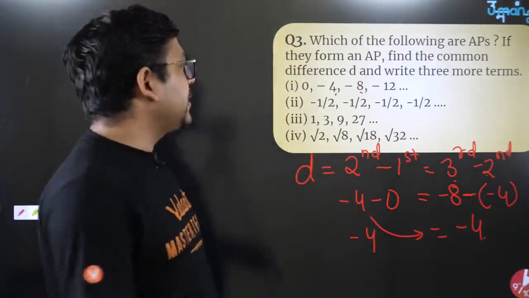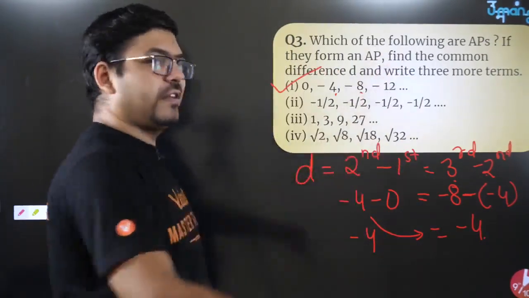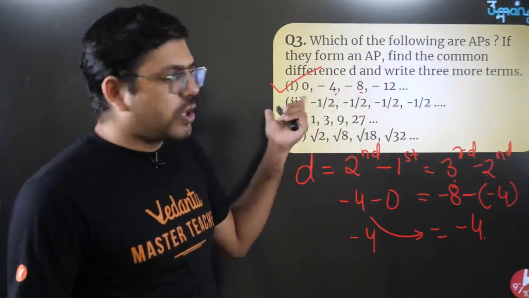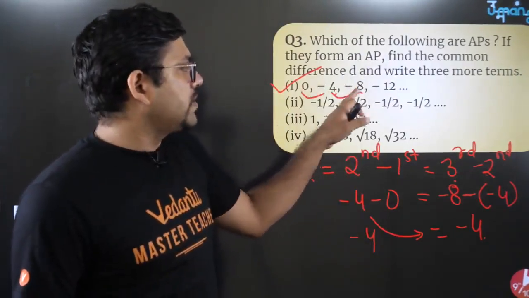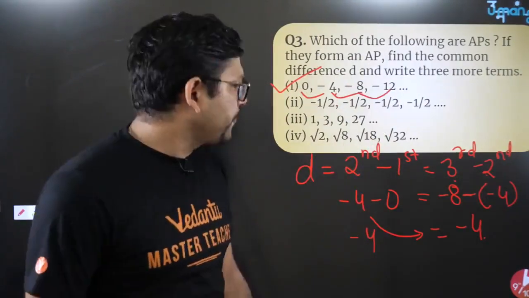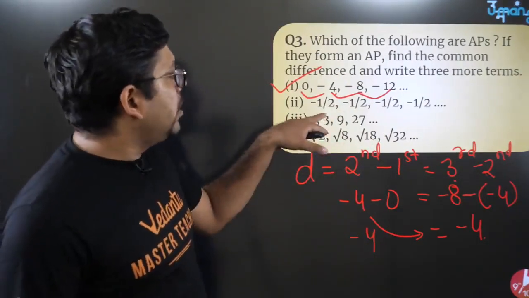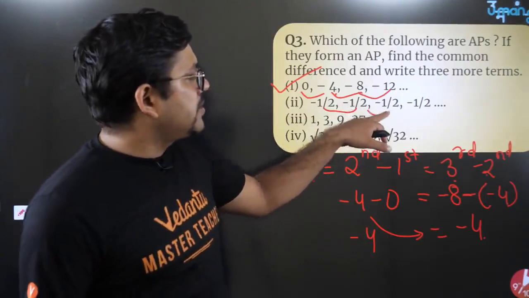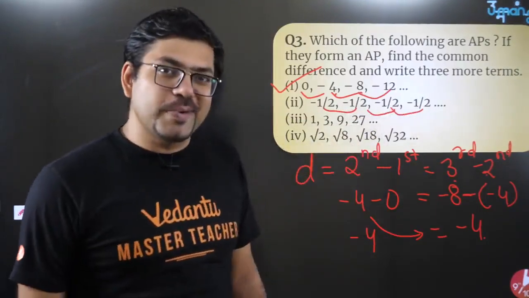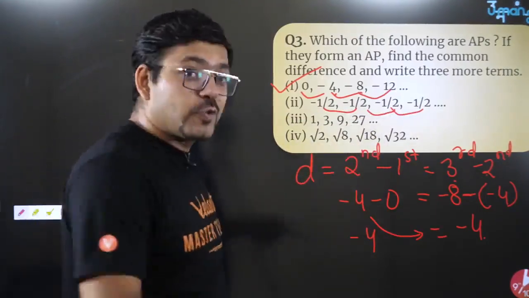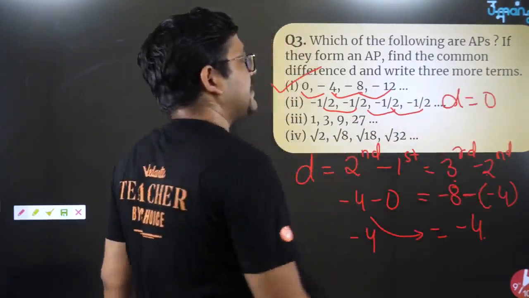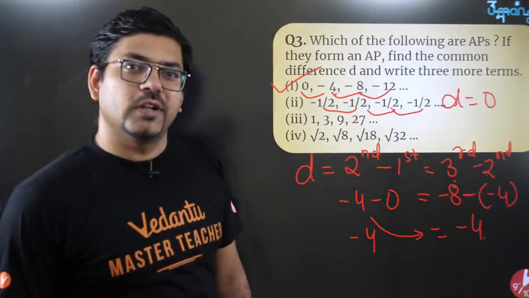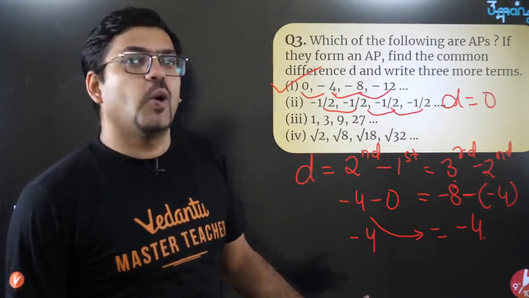Hence, I would say that yes, surely this is an AP. Why? Because the difference is constant: between these two terms, minus 4; between these two terms, minus 4; between these two terms, minus 4. Similarly, here all the terms are the same, so obviously your common difference is 0, as we did in the previous question. Common difference can be 0. It has to be a constant number among all the numbers.